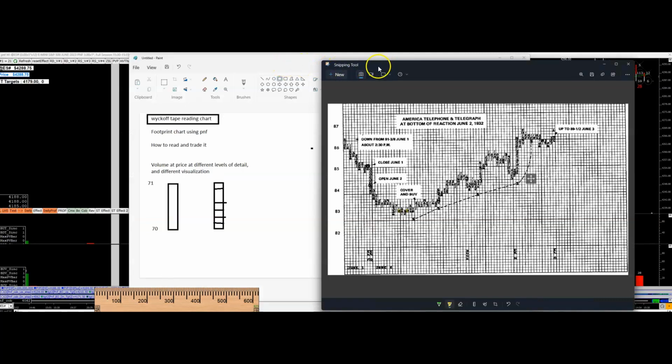Alright, so basically today I'm going to be covering the tape reading chart. This is like the original footprint chart, and it was devised by Wyckoff a long time ago before footprint charts came out. And it's just volume and price. So footprint is just volume and price, right?